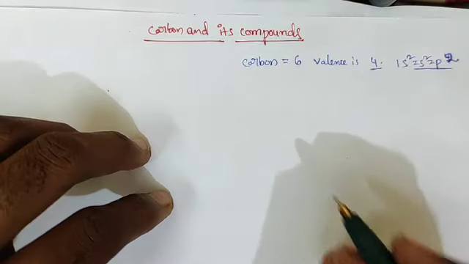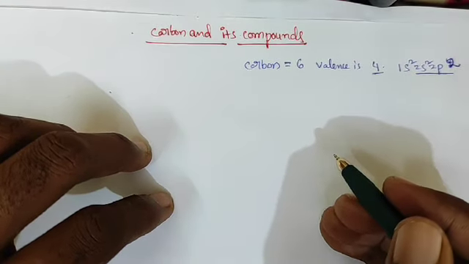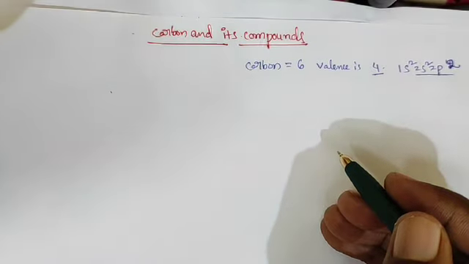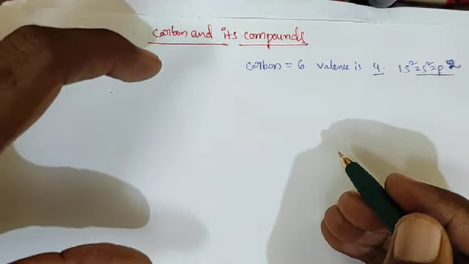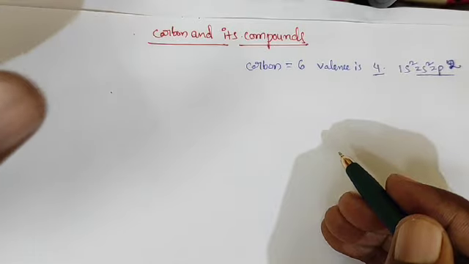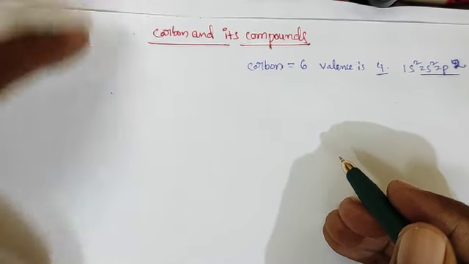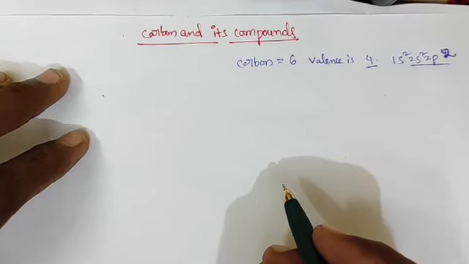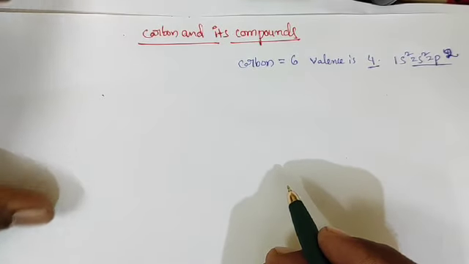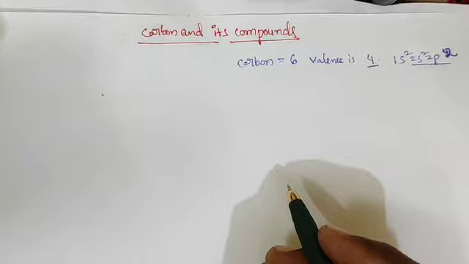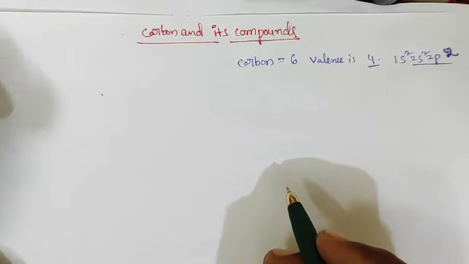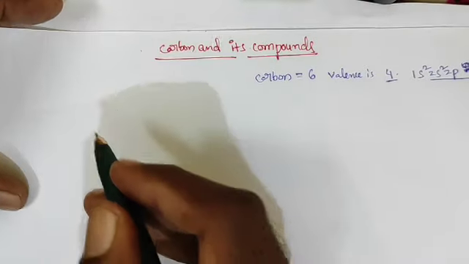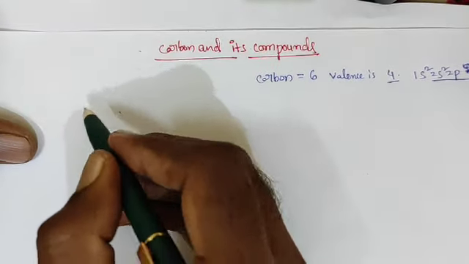For that stable electronic configuration, for stability, every element tries to gain electrons, share electrons or lose electrons. Anything it will be doing that. So carbon is tetravalent. Carbon and its compounds we will call allotropic forms.